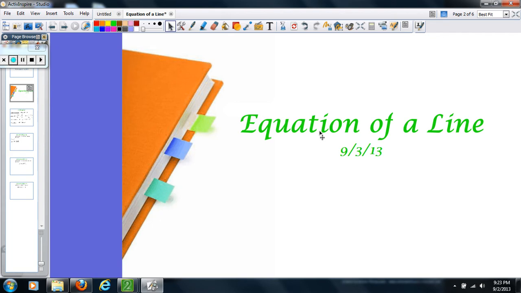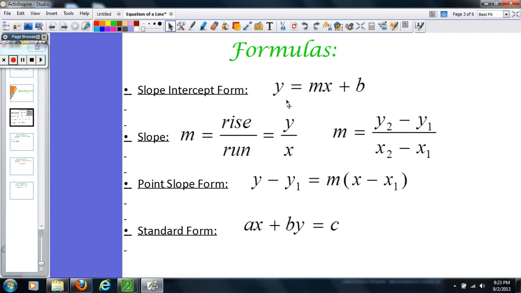So we're going to be covering equation of a line. Over the weekend we did graphing linear equations, and now we're going to be covering equation of a line. We're going to be throwing a few other things in here, but nothing too big. When we look at the formulas, to start with, you need to know slope-intercept form, which is y equals mx plus b.